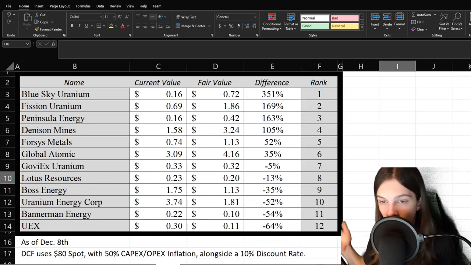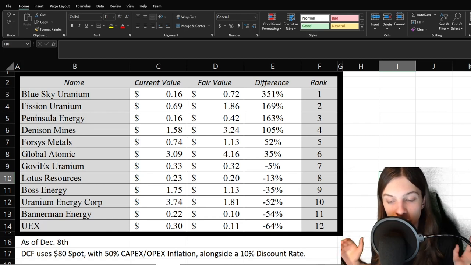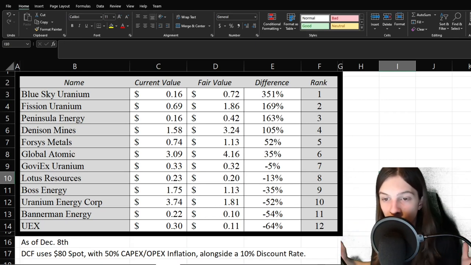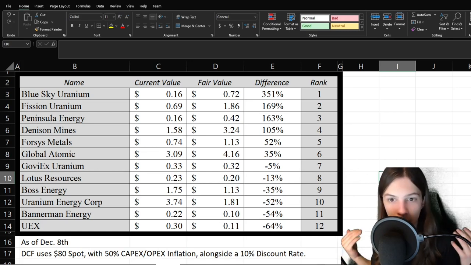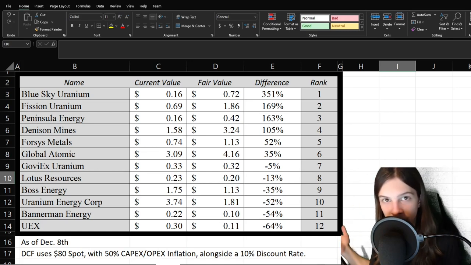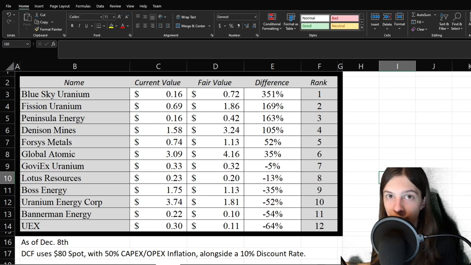Looking at their fair value, all these fair values use an $80 spot price with 50% CapEx and OpEx inflation alongside a 10% discount rate. First place, our new guy on the block, Blue Sky Uranium. Insane here, 351% upside. That makes sense because they're so tiny with a full development project, not just exploration. It's funny because there are explorers out there with a market cap well over double Blue Sky Uranium's, but Blue Sky Uranium has a full development project.